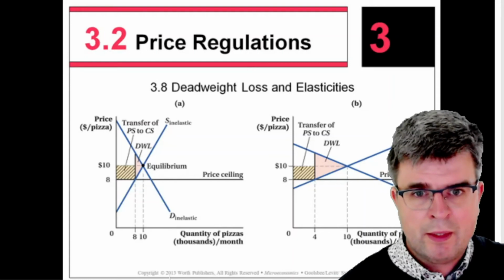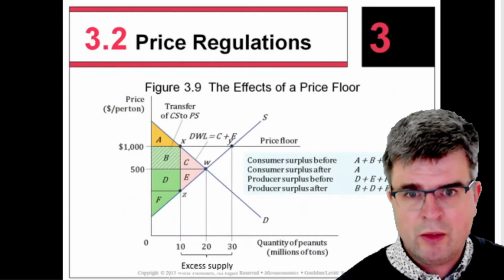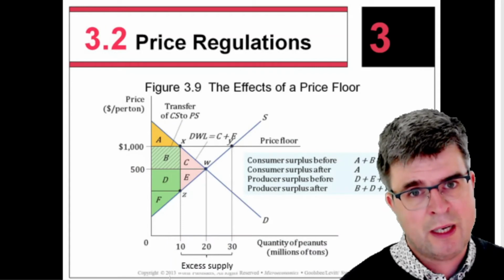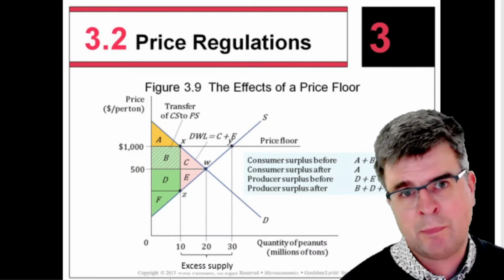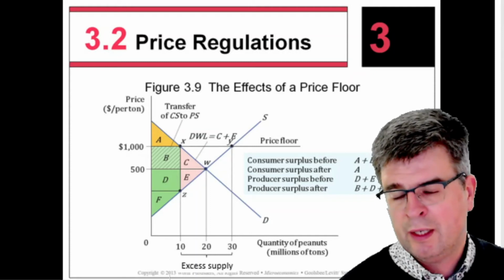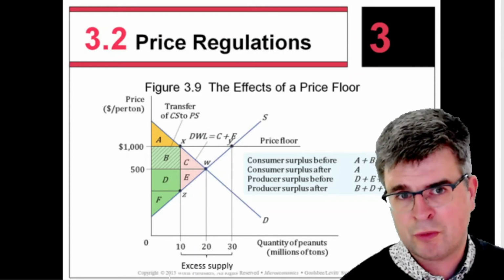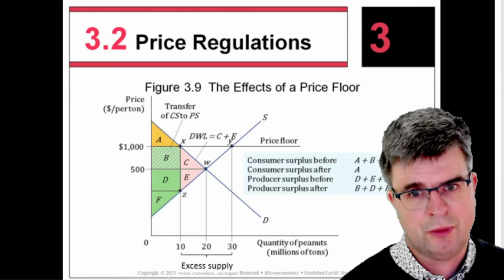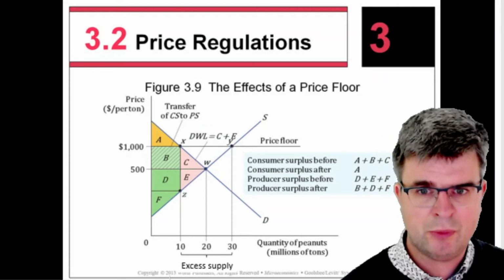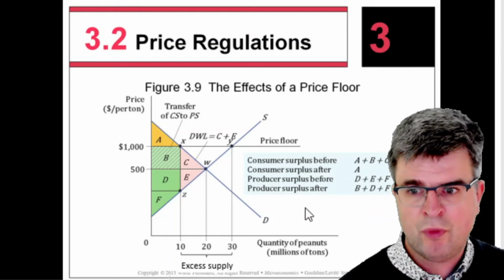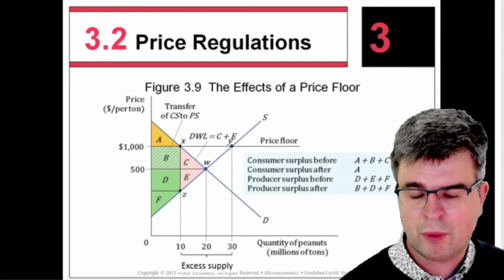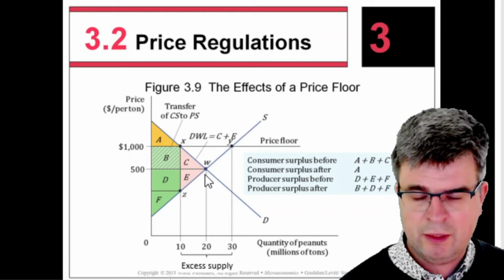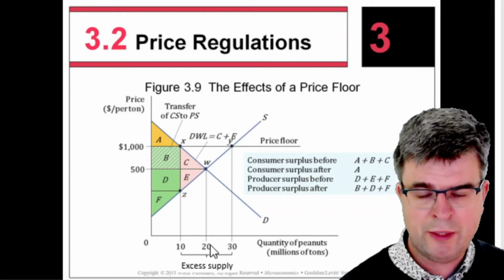Now, we discussed the price ceiling. You can also have a price floor, where the policymaker says, well, it's beneficial if the price of a product does not go below a certain level. So that's the situation that's depicted here. Before the price floor was introduced, the equilibrium price was 500 and the equilibrium quantity was 20.